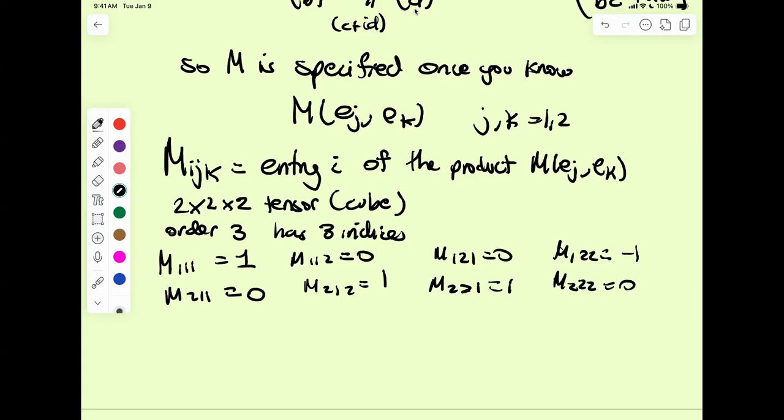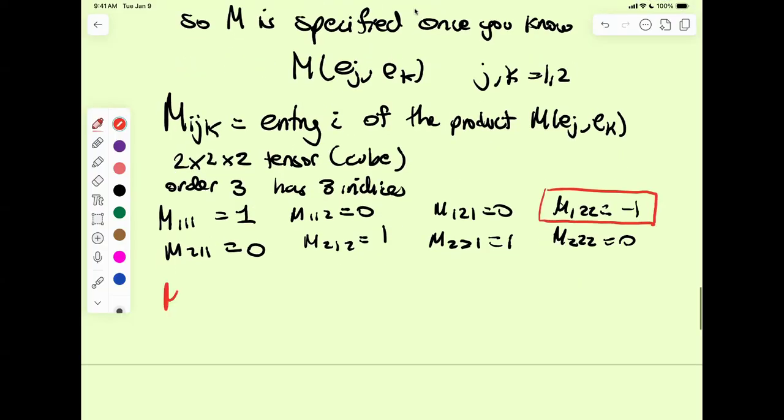And just to clarify how you would figure out these entries, let's do the one that gives you -1, because that's maybe the more interesting one. So for example, what was the meaning of this entry? M122 is the first entry, right? This first index refers to the entry you're referring to. So this was the first entry of M of E2, E2. The last two indices refer to what you're multiplying here.